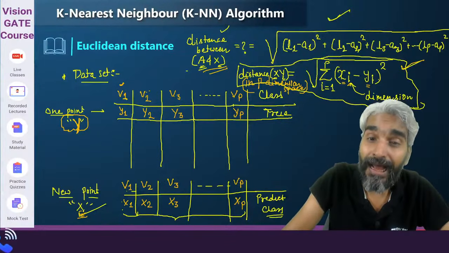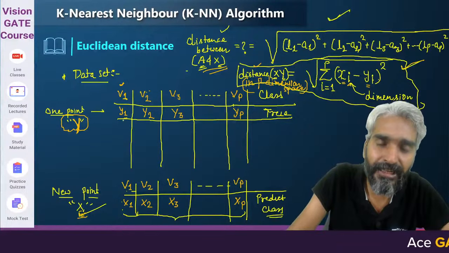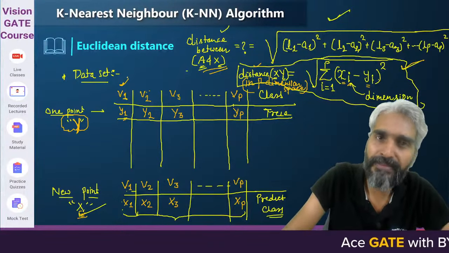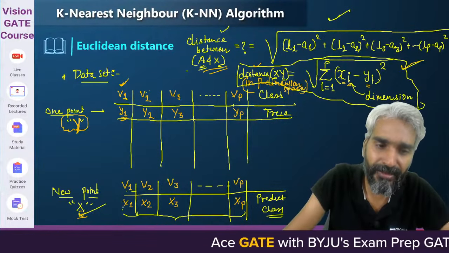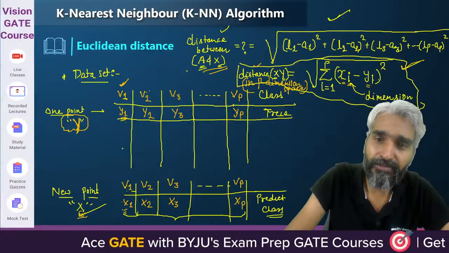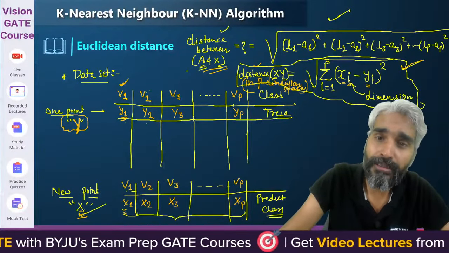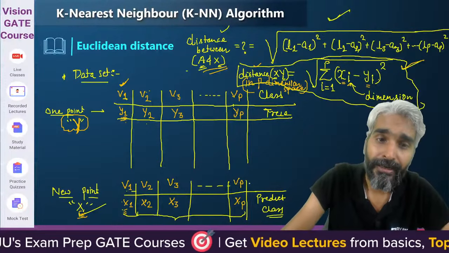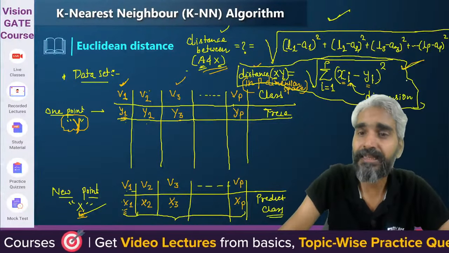Right? So now when we are calculating the distance, how do we calculate the distance? In dimension 1, which is representing the variable 1, what is the distance between x and y? x1 minus y1, right? So x1 minus y1 whole square. In dimension 2, what is the distance? x2 minus y2, therefore plus x2 minus y2 whole square. In dimension 3, what is the distance? x3 minus y3, therefore x3 minus y3 whole square.